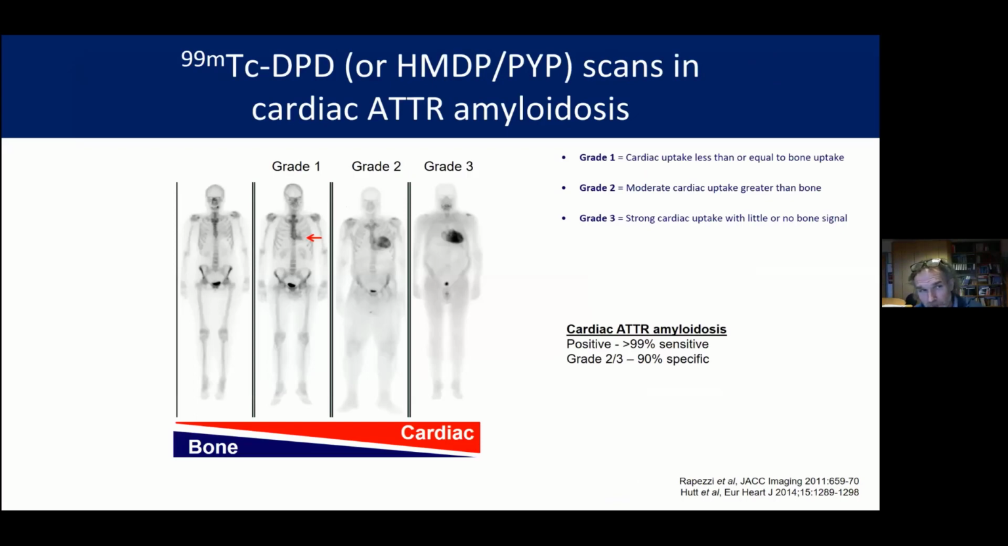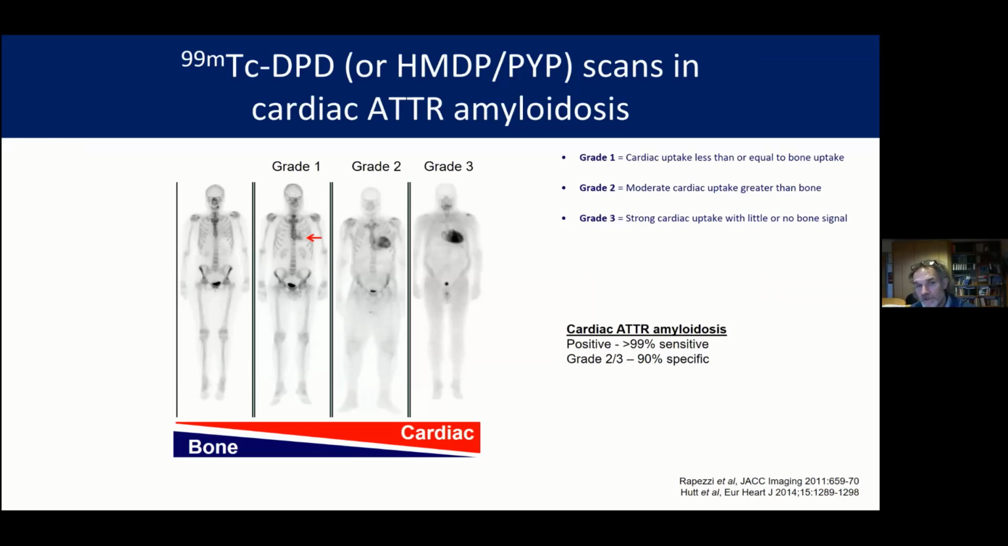Now, the other imaging tool that has helped early diagnosis, I think it's fair to say, is bone scintigraphy. In the UK and in Italy, we use DPD, but in the US, you use PYP. France and various countries use HMDP. And there have been reports in the medical literature for 30 odd years of a patient who has a bone scan for whatever reason, and whose heart lights up, and they turn out to have amyloid.